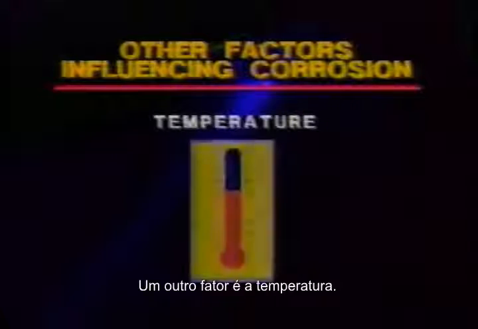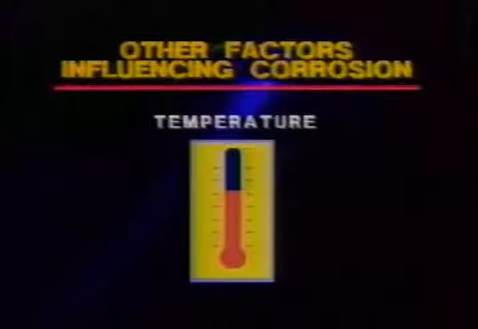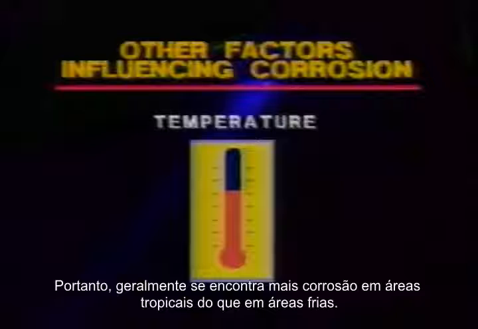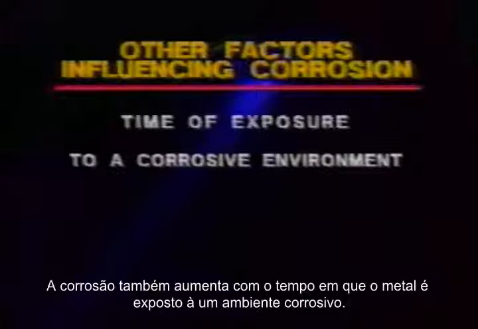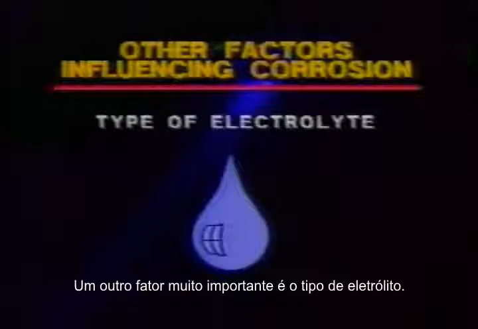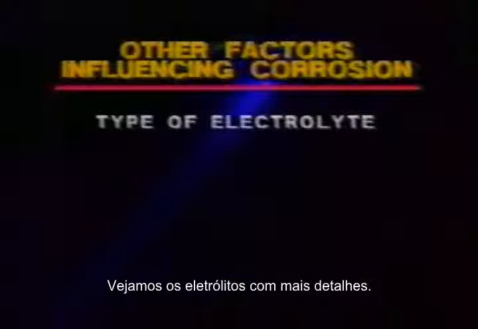Another factor is temperature. As the temperature increases, resistance to current flow in the electrolyte decreases. So you usually find more corrosion in tropical areas than you do in cold areas. Corrosion also increases with the time the metal is exposed to a corrosive environment. Another very important factor is the type of electrolyte. Let's take a look at electrolytes in greater detail.